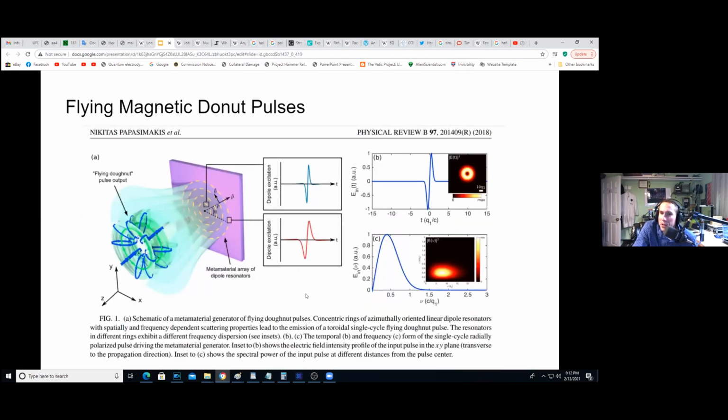Another thing worth mentioning are flying donut pulses. They're also called spatiotemporal optical vortices. So if you want to look up, sometimes they change the terminology on these things to obscure them and make them harder to find. But this is a schematic of a metamaterial generator of flying donut pulses.